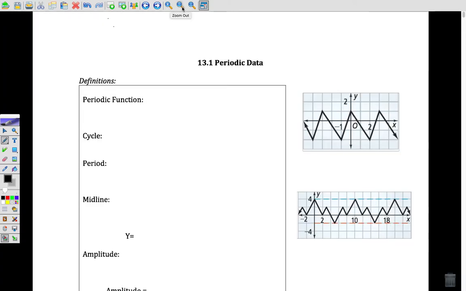So 13.1 is all about periodic data. Periodic just means something that repeats over and over again, like you have 4 periods in the day. That period of time keeps repeating over and over. So a periodic function is just a function that repeats over and over again. So a periodic function is a function that repeats its y values.